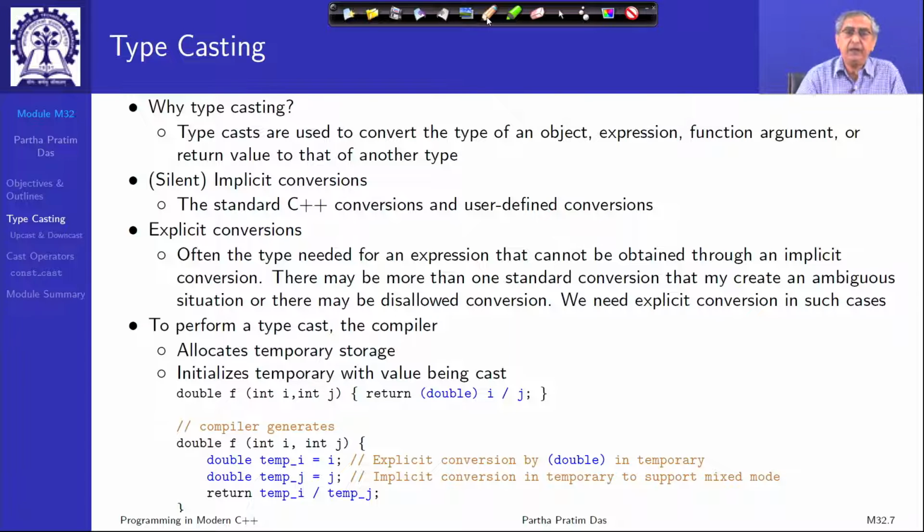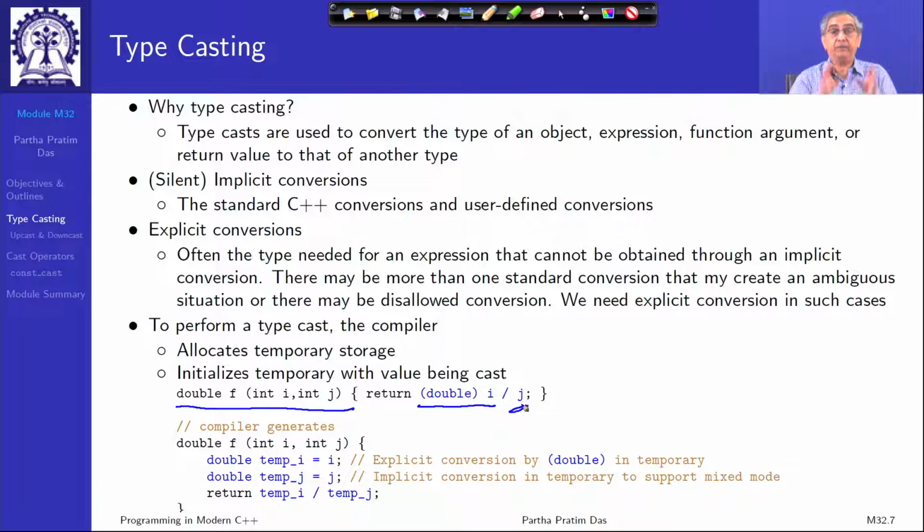I illustrate here with a very simple example that I started the discussion with, that is mixed mode division. Here is a function f which takes two integer variables i and j. What it does is it casts i to double. This is an explicit conversion. It does not do anything with j.